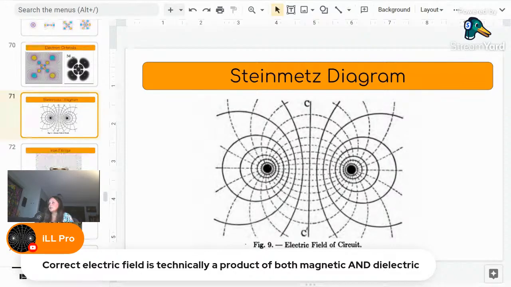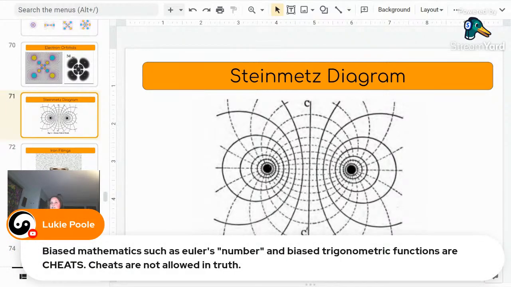Okay, so Lucky's got another one here. Biased mathematics such as Euler's number and biased trigonometric functions are cheats. Cheats are not allowed in truth. Well, I wouldn't really say they're cheats.